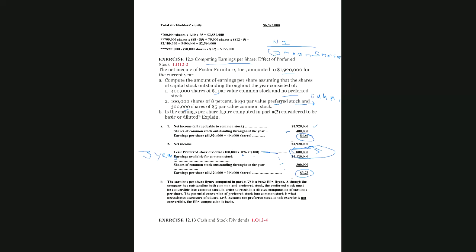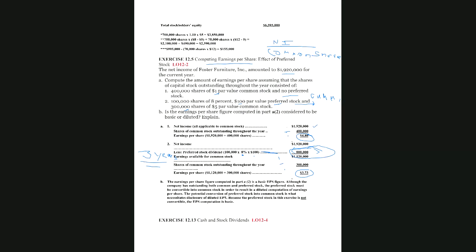Even if the cumulative preferred dividends have not been paid for 3 years, 2 years, whatever it is, only the current year's dividends are going to be subtracted, okay? Because only these $800,000 worth of dividends apply to this year's net income.